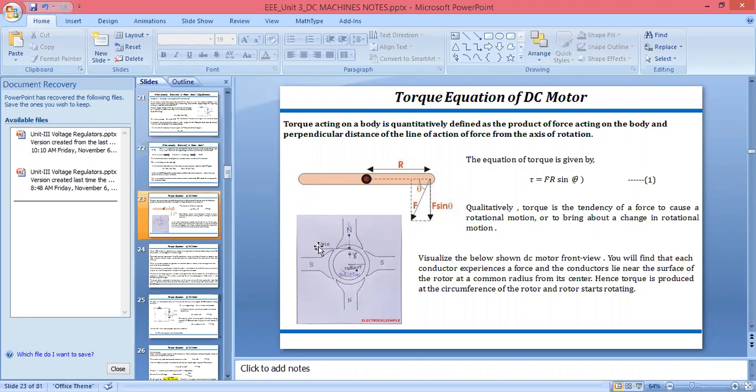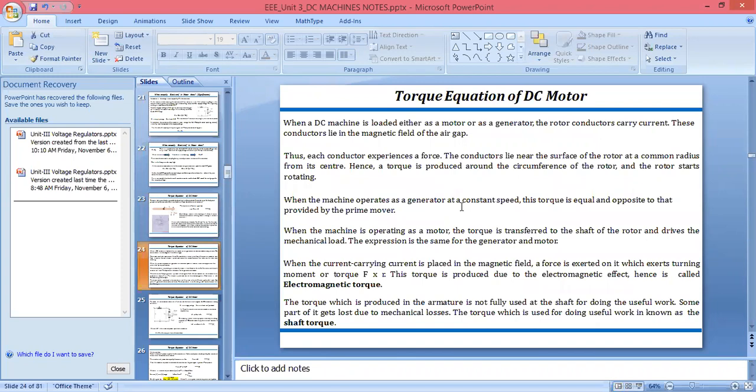And we can say that force will be perpendicular to this radius. So here if you see, this is the radius and here it is the force. You will find that each conductor, each armature winding, will experience a force and that conductor lies near the surface of the rotor. Hence torque is produced across the circumference of this rotor, and the rotor will start to rotate, due to which we will get the EMF.